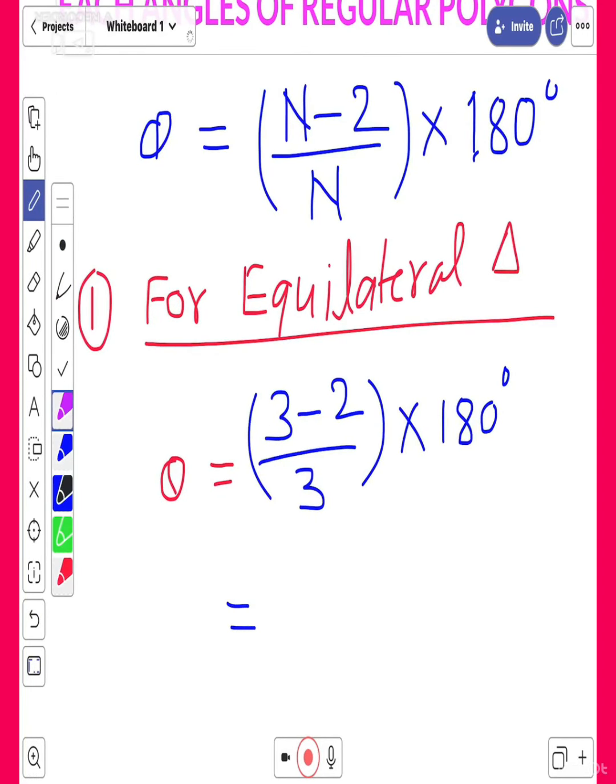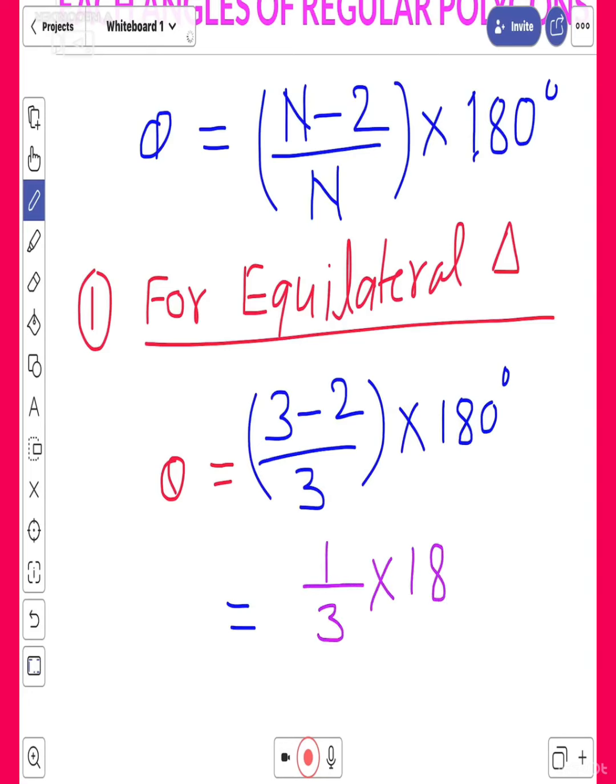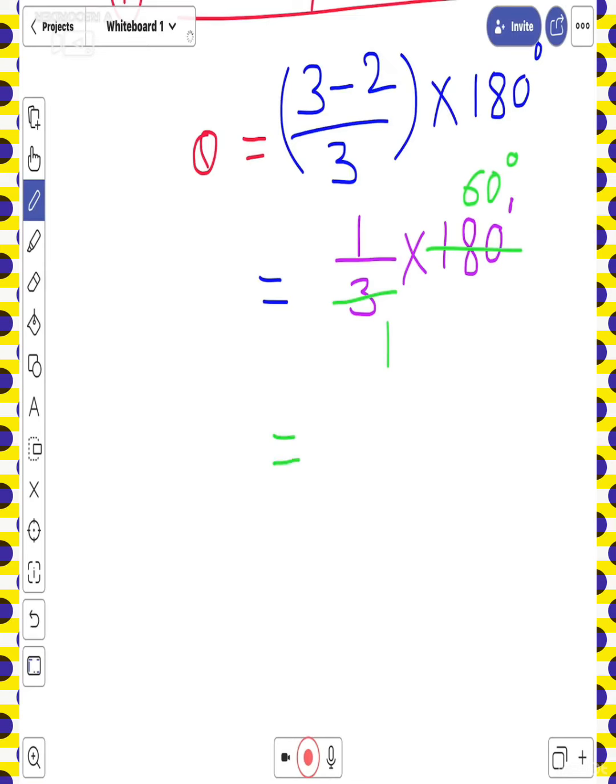180 degrees. So you will get here (3 minus 2), that means 1, by 3 into 180 degrees. You can cancel it out: 3 ones are 3, and 3 sixes are 18, and the 0 also, so 60 degrees. Therefore each angle of an equilateral triangle is, dear, how much? It is 60 degrees. 60 degrees is the value for a regular triangle, that is an equilateral triangle.